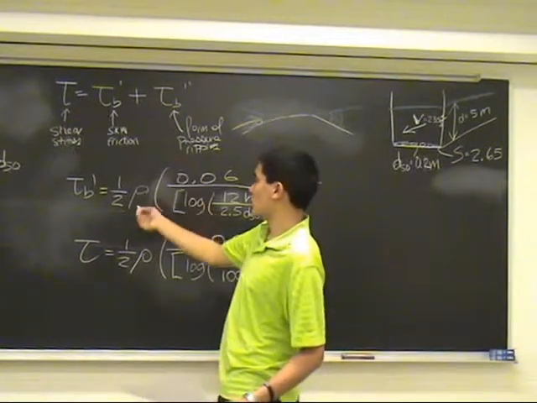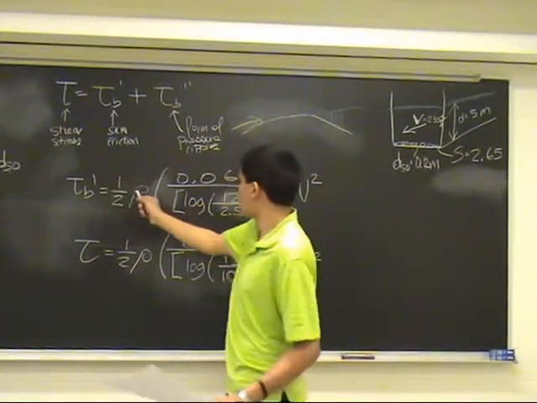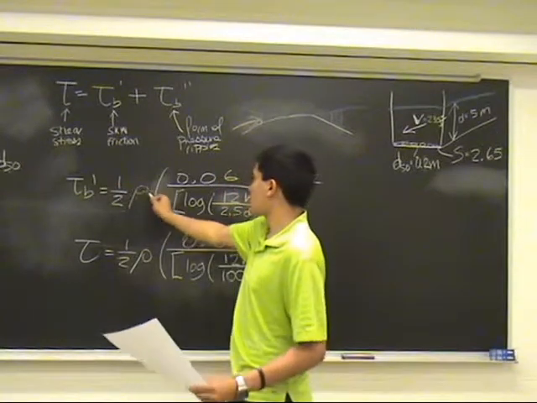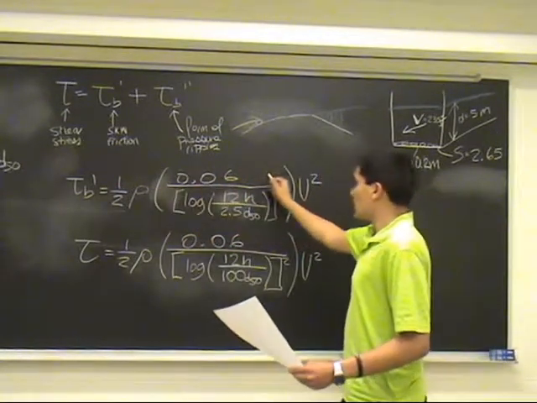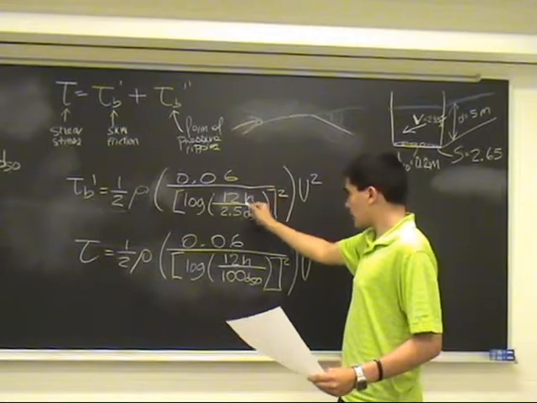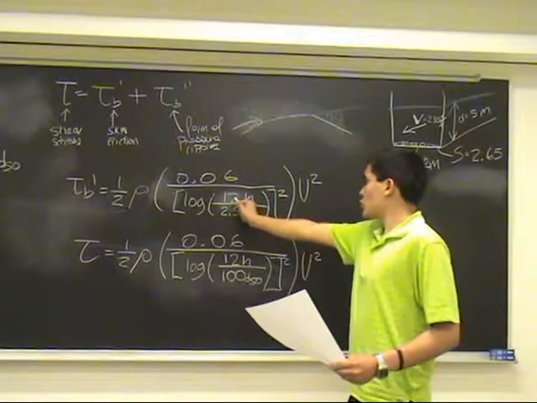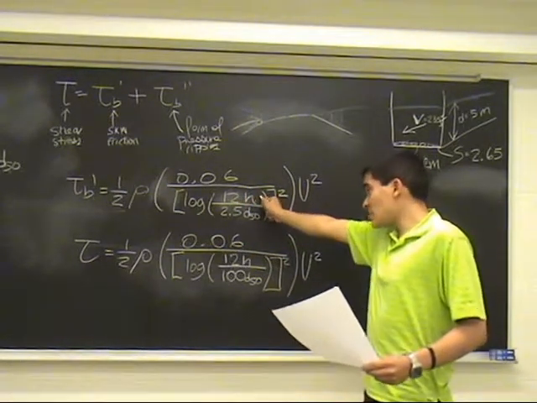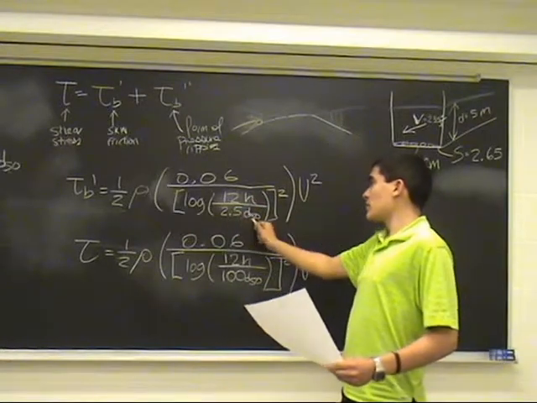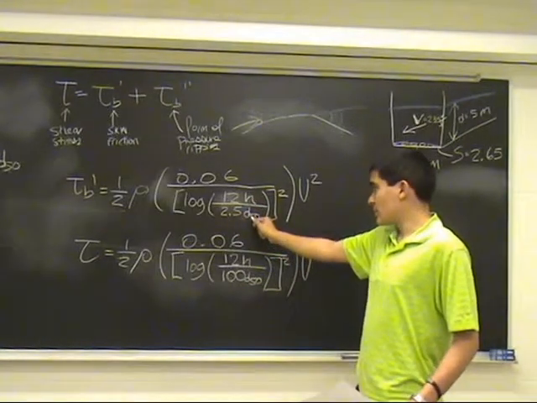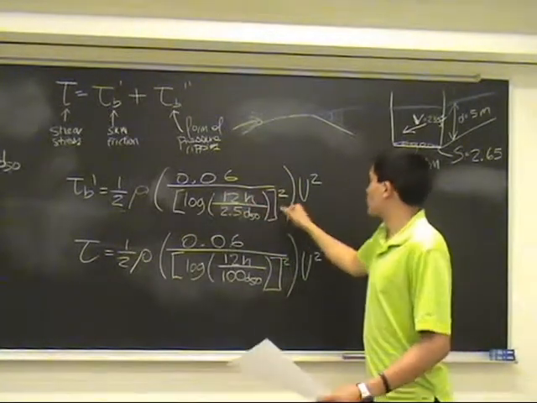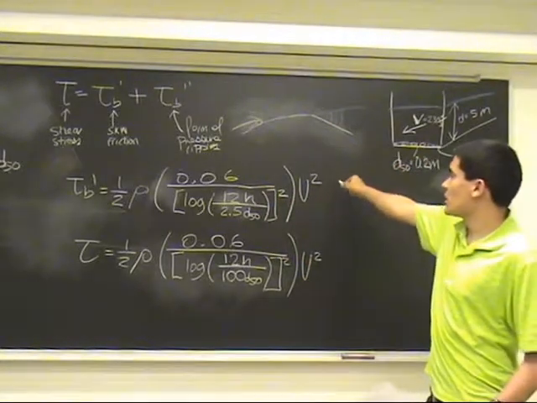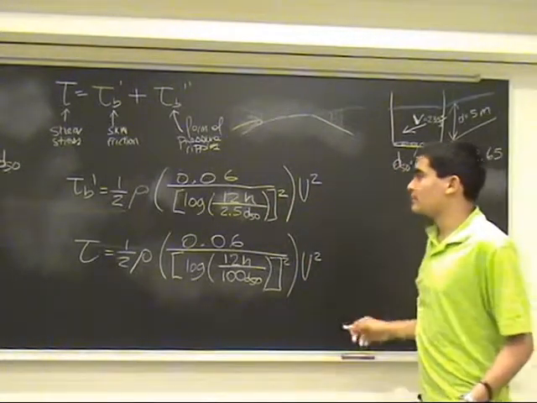What is this formula telling us? Well, the effective shear stress is 1/2 times the density of the liquid times 0.06 divided by the logarithm of 12 times the height of the channel divided by 2.5 times D50, this term here squared, times the mean velocity of the channel squared. Okay, fine.